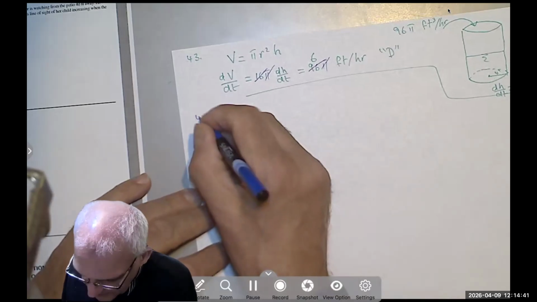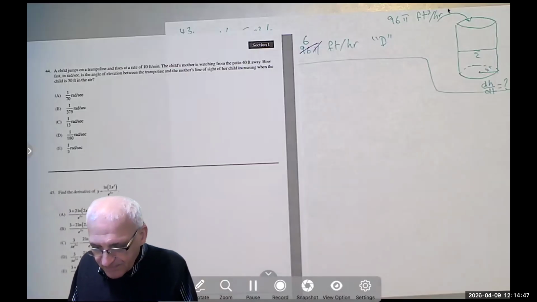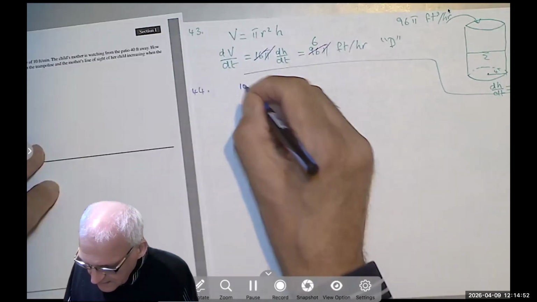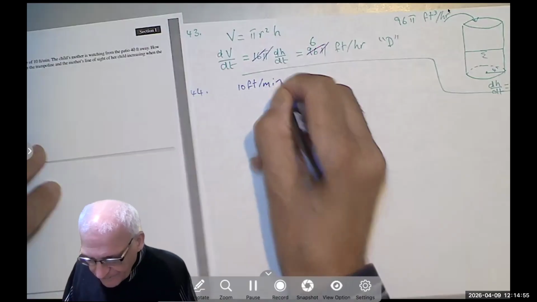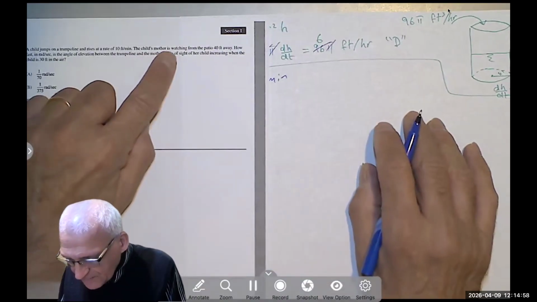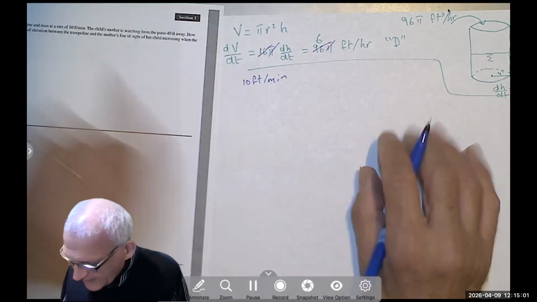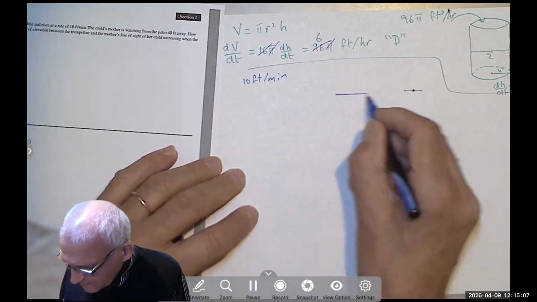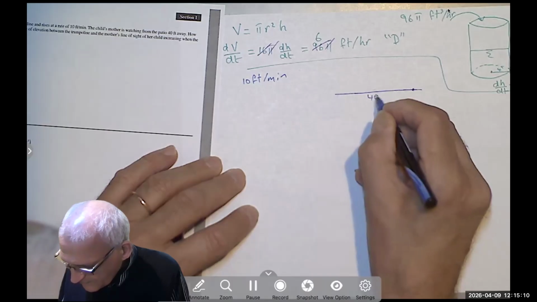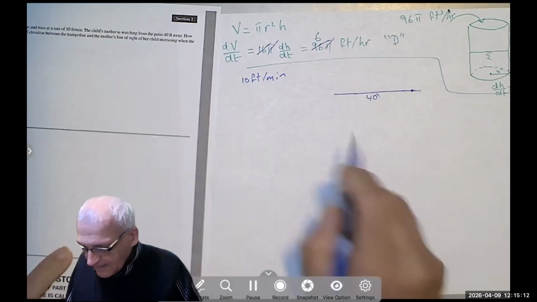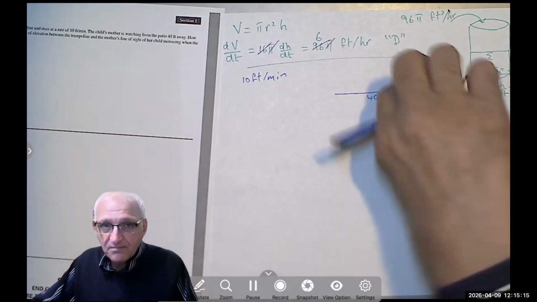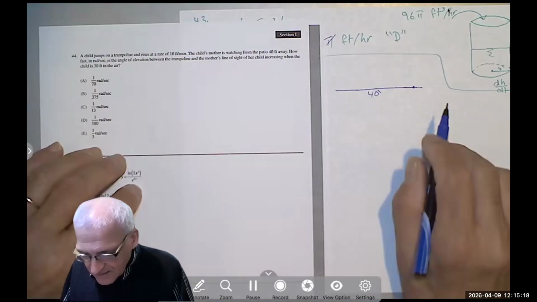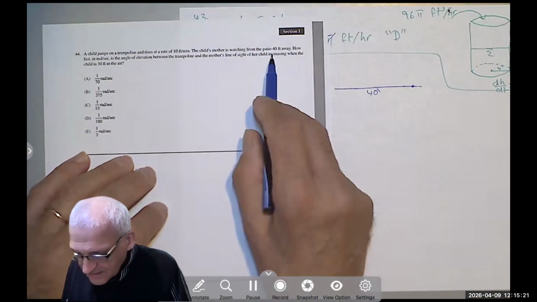Let's look at 44. 44 says a child jumps on a trampoline and rises at a rate of 10 feet per minute. The child's mother is watching from the patio 40 feet away. So here is the trampoline, and the woman is 40 feet away. And the patio, we assume it's at the same level as the trampoline. You have to make some assumptions here, I think.